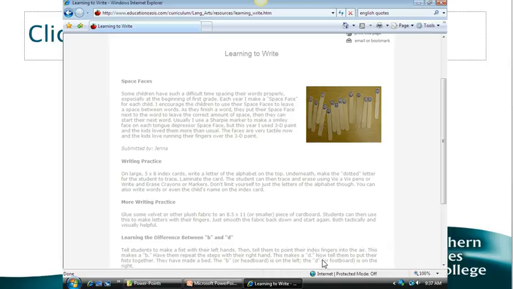This makes a D. Now tell them to put their fists together. They have made a bed. The B, or headboard, is on the left, and the D, or footboard, is on the right.